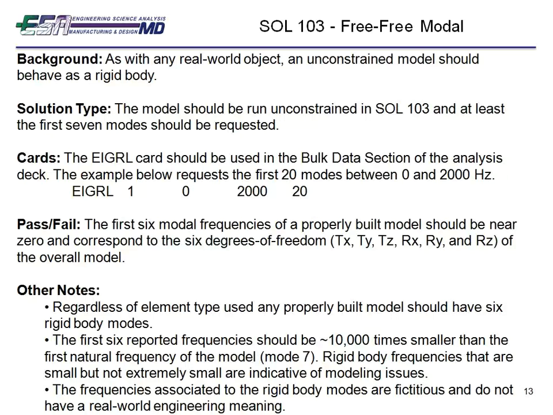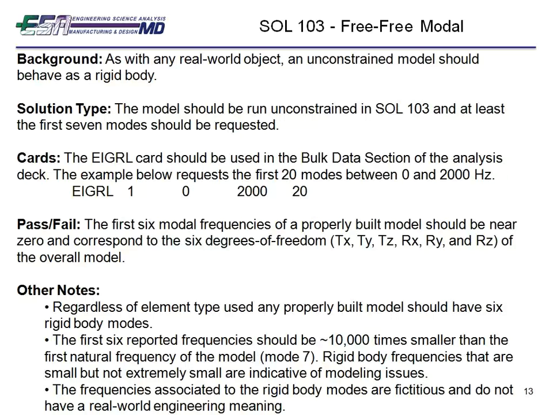The criteria you want to meet here: you want to see the first 6 modal frequencies of the model have near 0 frequencies and correspond to the first 6 degrees of freedom of the overall model. Regardless of element type used, any properly built model should have 6 rigid body modes. The first 6 reported frequencies should be roughly 10,000 times smaller than the first natural frequency of the model, which is mode 7. And we requested the first 7 modes so that we get to actually see that first modal frequency.